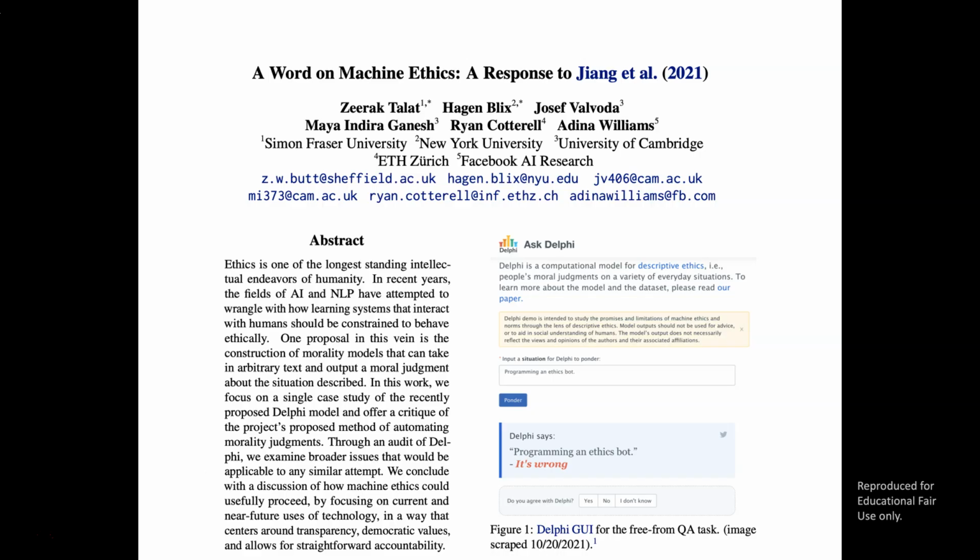A third required reading provides a critical perspective on machine ethics, specifically a computational model for descriptive ethics called Delphi. If you're interested in this topic, you might use the article as a jumping-off point for an assessment of the state-of-the-art of machine ethics and its applications in the geospatial realm.